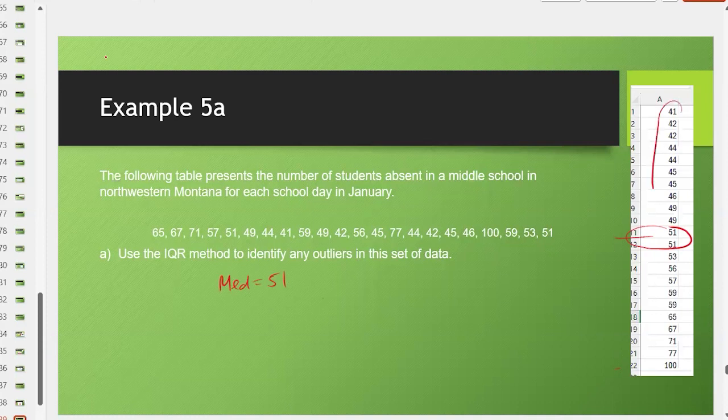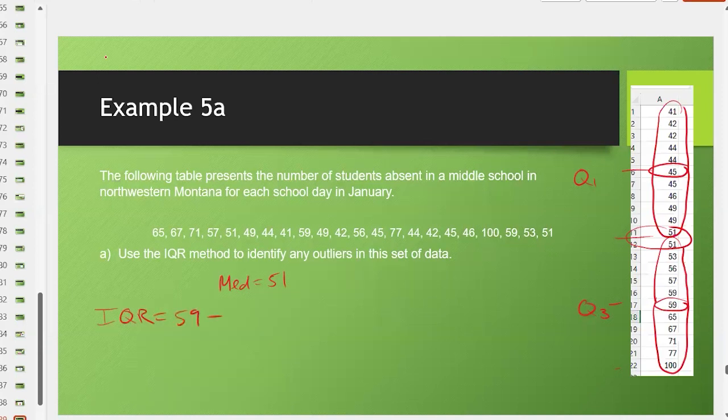If we want to split the bottom half of the data, the bottom 11 data values, and the top 11 data values, and then we're going to find the value in the middle here. So there are 5 below. So here's Q1, and here's Q3. And that's what we need to find the interquartile range.